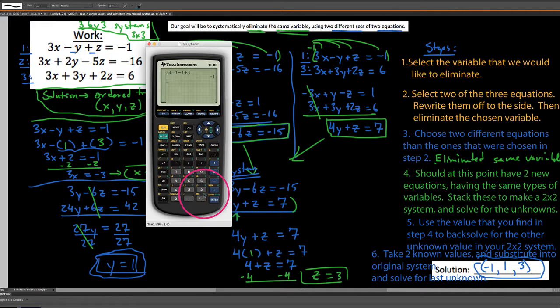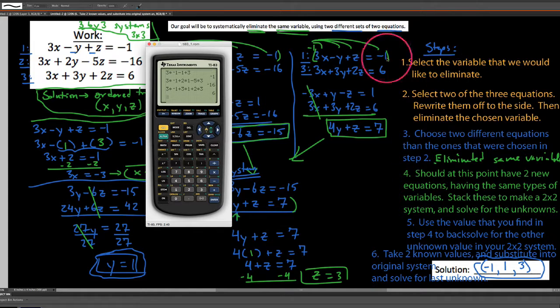So let's check out our second two equations here. 3 times x, we think x is negative 1, so 3 times negative 1. And then we have plus 2 times y, and y is 1, so 2 times 1. And then we have minus 5 times z, which in this case we think z is 3, so 5 times 3. And again, I get negative 16, and negative 16 equals negative 16. In the last equation, 3 times x, so 3 times negative 1, plus 3 times y, so plus 3 times 1, and then plus 2 times z, and z is 3 here, so 2 times 3, and we get 6, so 6 equals 6.